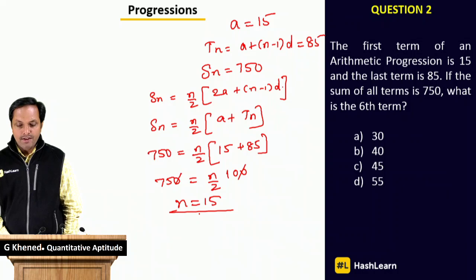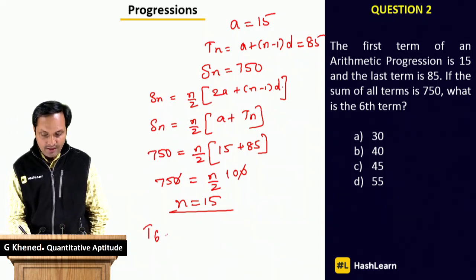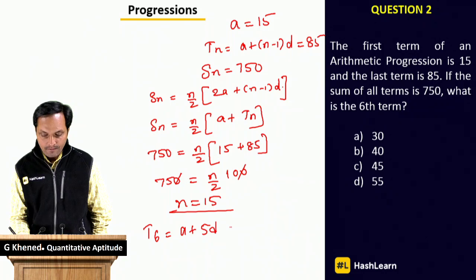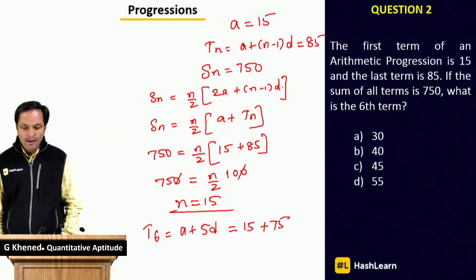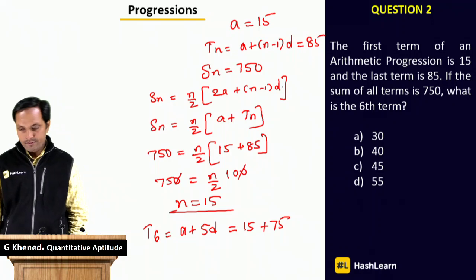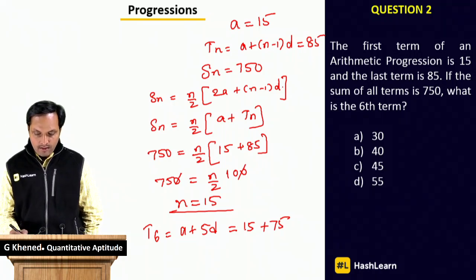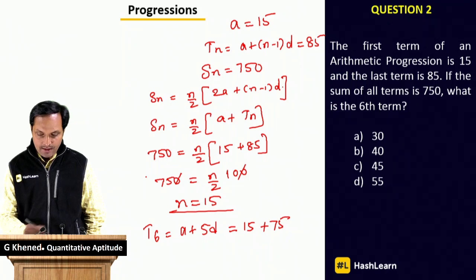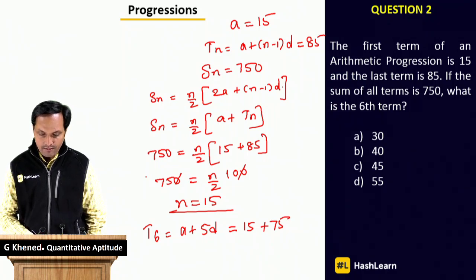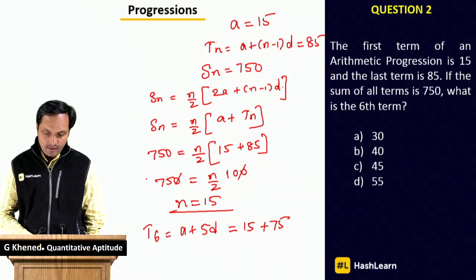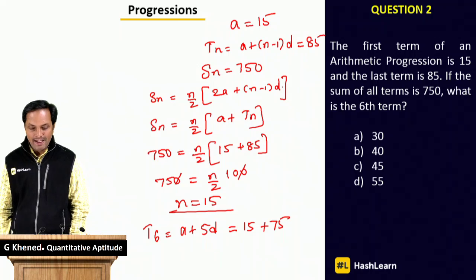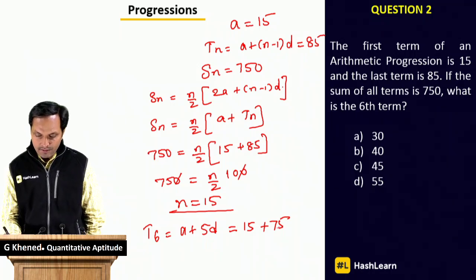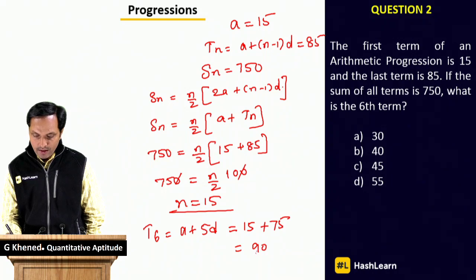Once you get n, what is the sixth term? You know that the sixth term is a plus 5d. The first term is 15, n is 15, 15 5s are 75, 75 plus 15 gives you 90.